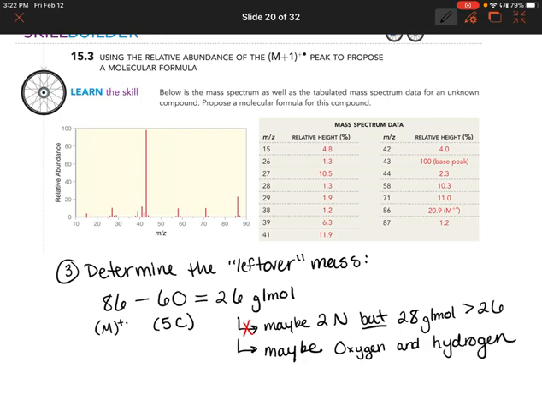So, okay, so far we have 5 carbons. What if the rest of the leftover mass is just due to hydrogens? Well, each hydrogen has a mass of about 1, so that would mean we would have 26 hydrogens. Does that make sense?